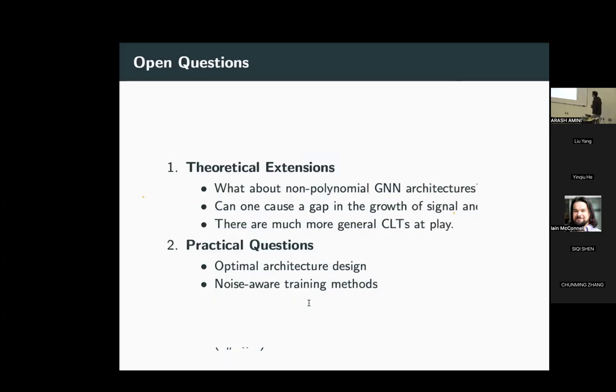And there are some potentially interesting extensions. Can it be extended to non-polynomial GNNs? I don't know. Can we fix this gap issue? Can you design this so that the gap in the signal grows faster than the noise? This would be very interesting. Again, I don't know. But there also seem to be much more interesting general CLTs at play. For these, we have some ideas, but they are still very crude.